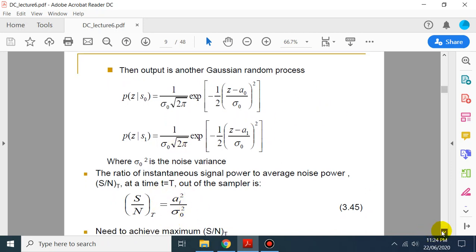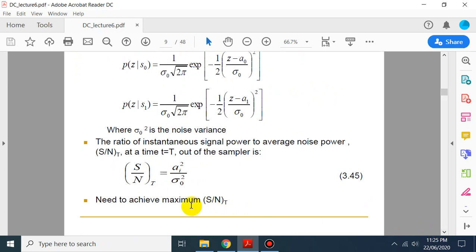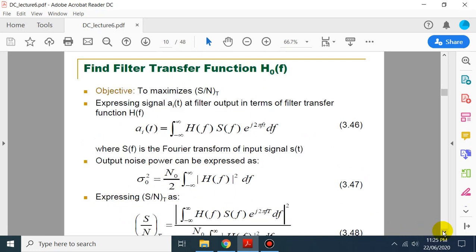Now we need to achieve the maximum signal to noise ratio, so that if we have the maximum signal to noise ratio, we will not face any kind of problem as far as our receiver is concerned. For achieving or maximizing the signal to noise ratio, we have to find the filter transfer function H_0(f).